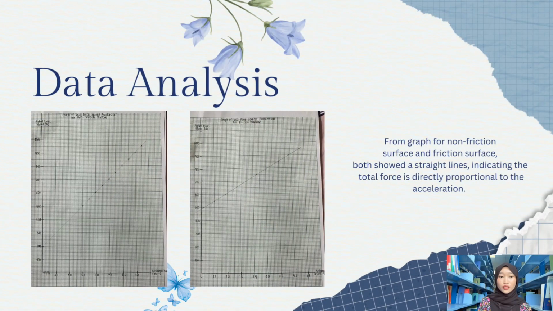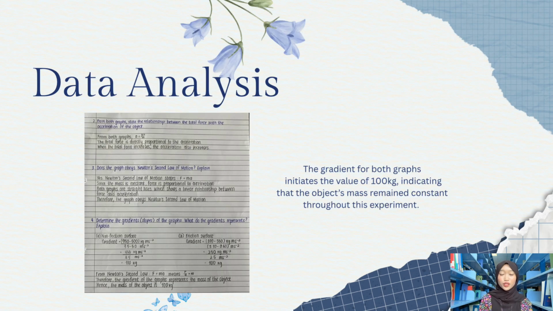Now, let us take a look at the graph. From the graphs for the non-friction surface and friction surface, both show a straight line, indicating the total force is directly proportional to the acceleration. As for the gradient, both graphs indicate the value of 100 kg, indicating that the object's mass remained constant throughout this experiment.